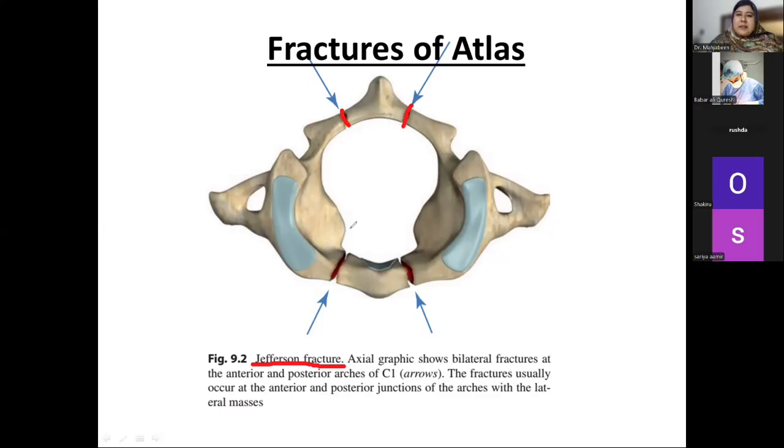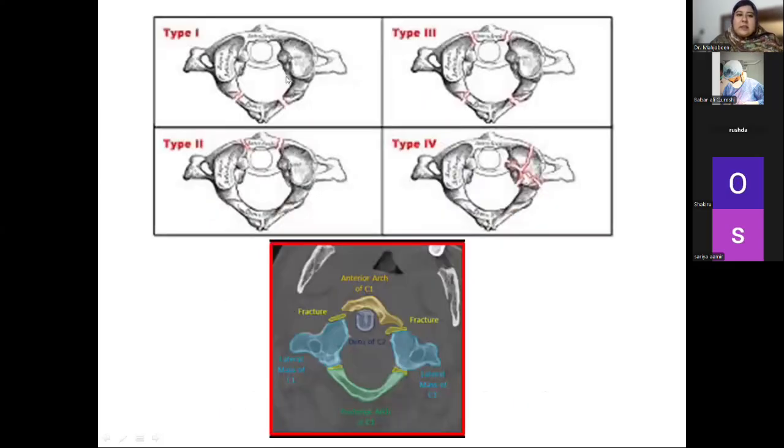They can involve the anterior arch, the posterior arch, the lateral mass, or they can involve the entire vertebral body, which can cause a burst fracture. So here we can see there are multiple types of Jefferson fractures. Type 1 involves the posterior arch alone, type 2 involves the anterior arch alone, type 3 involves both the posterior and anterior arches, and type 4 involves the lateral mass of the atlas.